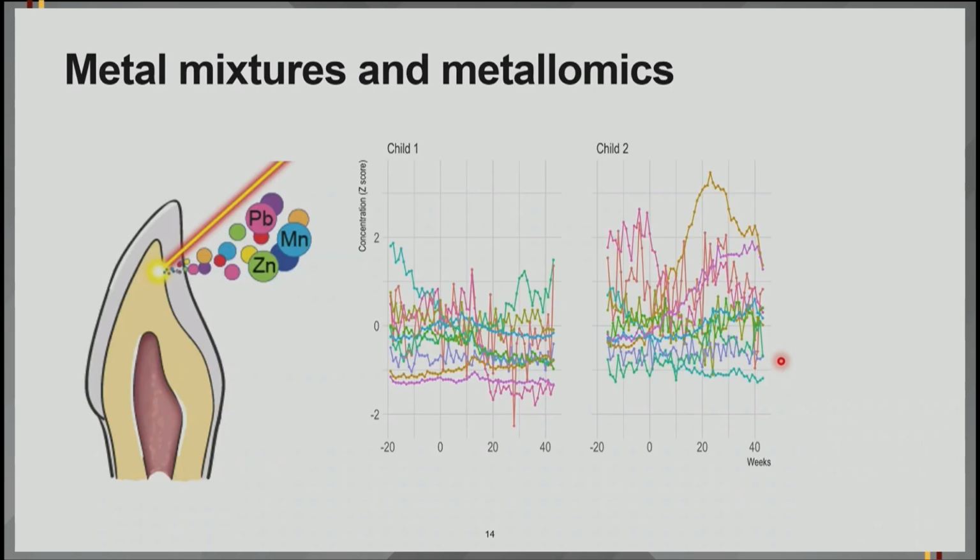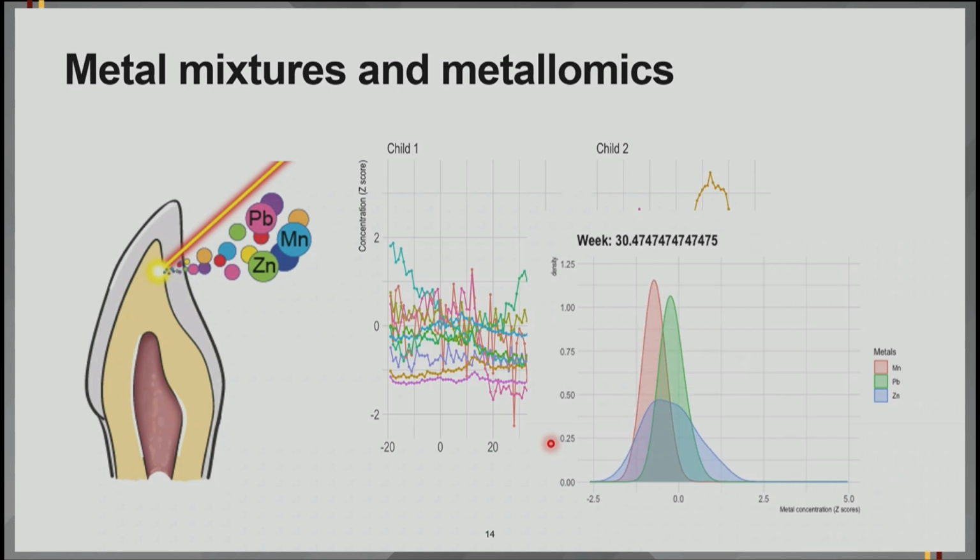So we started looking at lead and manganese, and we've now expanded this to metal mixtures, looking now at 16 different metals. And we can look at these, and this is again from a couple of children enrolled into the Progress cohort. I don't say which metals we're looking at, but each one of these colored lines is a different metal, and we're looking at that over time, again, from pre-birth to that first postnatal period. And what you can see is a lot of temporal variation, again demonstrating that it's important for us to look at this exposure over time, not just look at a single time point.